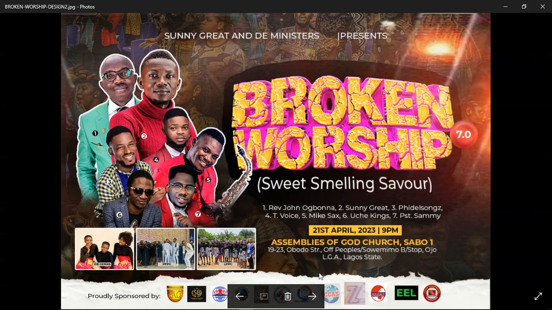Now let's see another flyer. Look at this flyer now. Look at the background image. Look at the images of the ministers that will be coming for broken worship. So this broken worship is also one of the things that came together to form the art of this flyer. So the art of a flyer are those things that came together to make that flyer beautiful. Those physical things you can see in that flyer.